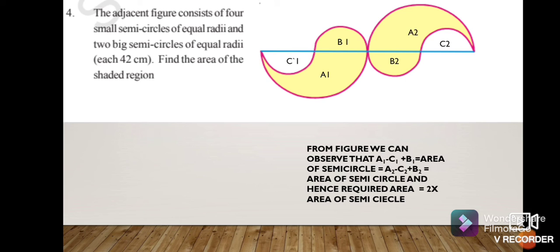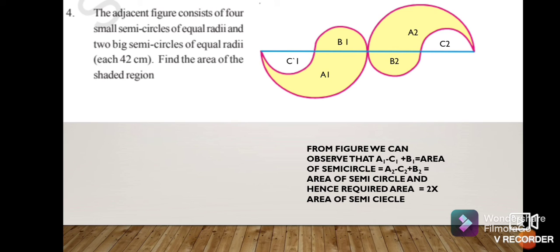Again that side also, A2 minus C2 plus B2. Above the line we have A2 minus C2. Why? Because A2 is actually the shaded region, C2 is unshaded. So that's why, to get that shaded region, we have to subtract: A2 minus C2. But again we have the B2 in that region, which is shaded. So we should add that one. So A2 minus C2 plus B2. Here also we are getting what? A big semicircle.